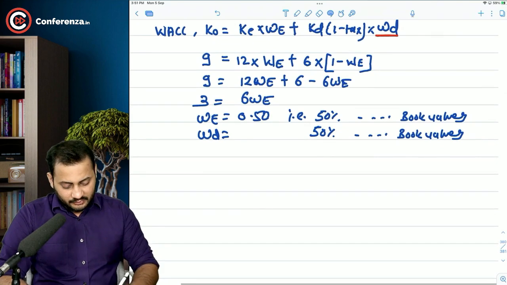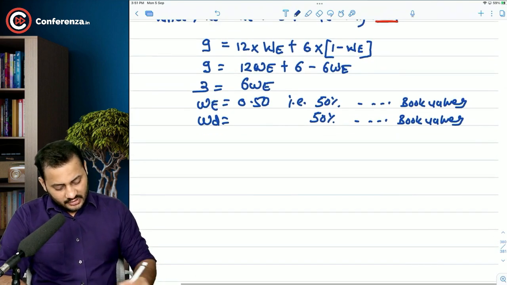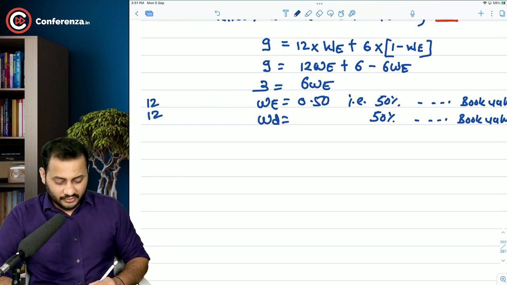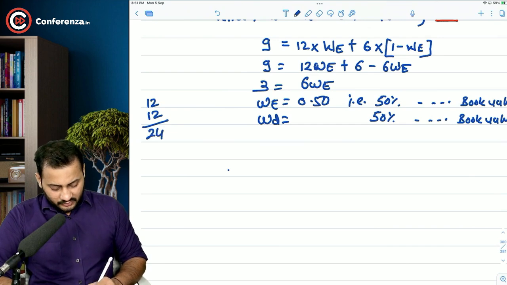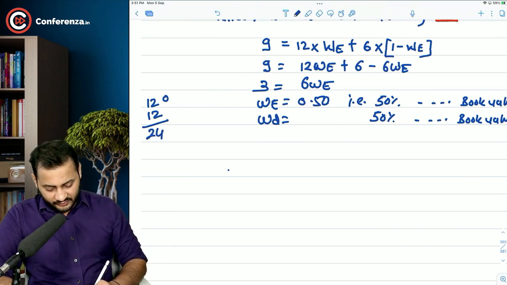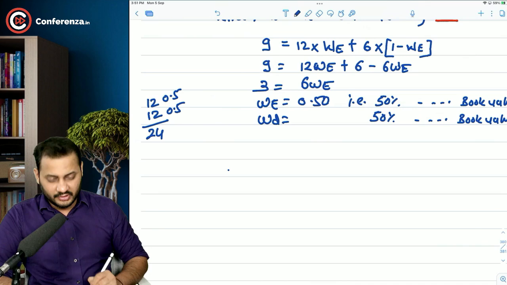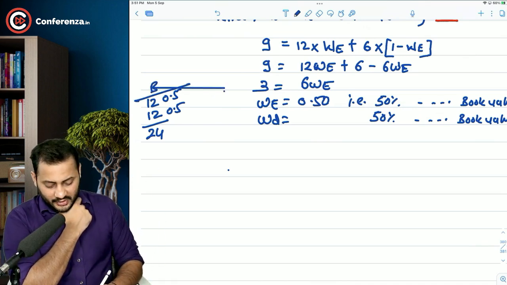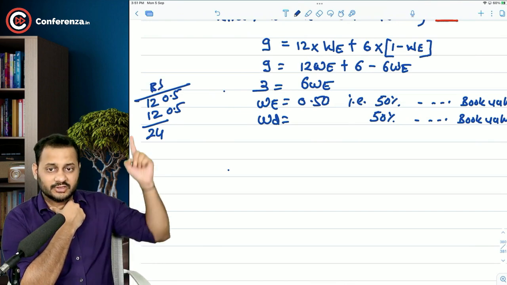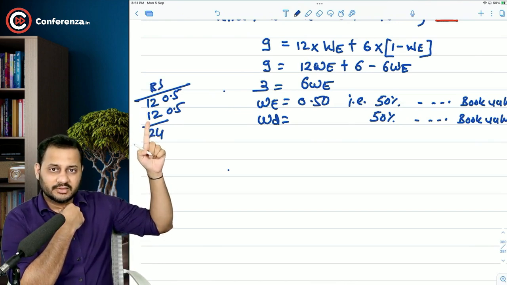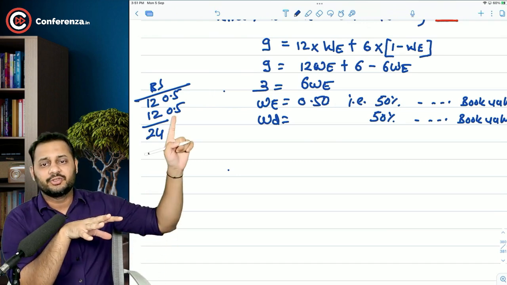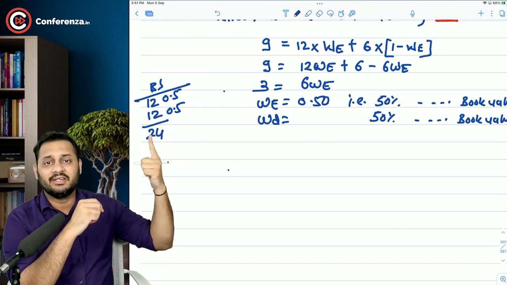So let's say, for example, I am just saying it like this. If the equity in the company is 12 crore in the balance sheet, and the debt in the balance sheet is 12 crore, they took it like 12 divided by 24. That means the weight of equity is 0.5, weight of debt is 0.5. They went according to the book values, which was 12 lakhs and 12 lakhs, or 120 lakhs and 120 lakhs, any value you can take, but the ratio should be 0.5. This is what they did.